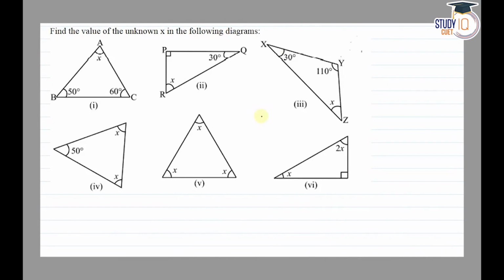Hello everyone, this question appears in class 7 NCERT chapter of the triangle and its properties. This is first question of its exercise 6.3. So the question says that find the value of the unknown x in the following diagrams. So hum x ki value find out karni hai. So yahan par hum theorem use karenge.